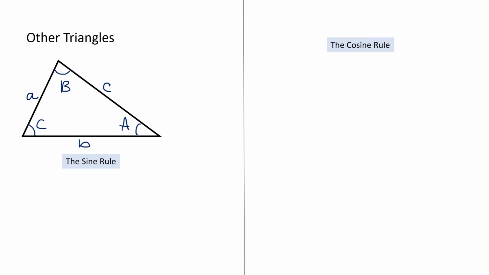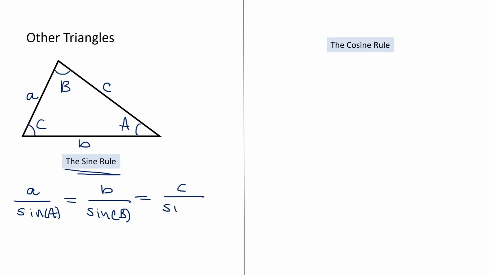What does the sine rule say? The ratio of side a over sine A is equal to the ratio of side b over sine B, and this is equal to the ratio of side c over sine C. You can also write this formula as sine A over a is equal to sine B over b is equal to sine C over c.